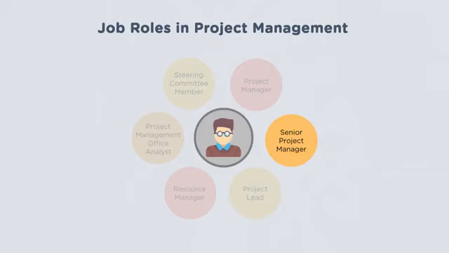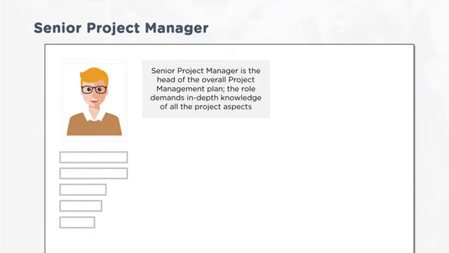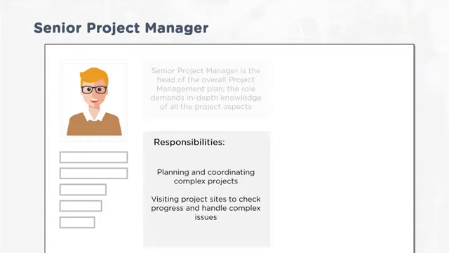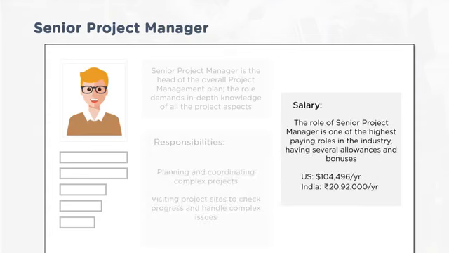Next role, we look at senior project manager, where the senior project manager is the head of the overall project management plan. The role demands in-depth knowledge of all the project aspects and the specifics of the project. The responsibilities would be planning and coordinating complex projects, visiting project sites to check progress and handle complex issues. The salary looks like $104,000 per year, which is 2,092,000 INR per year.